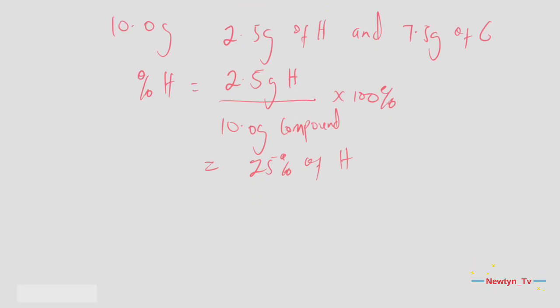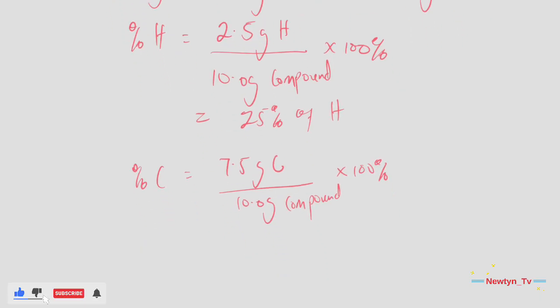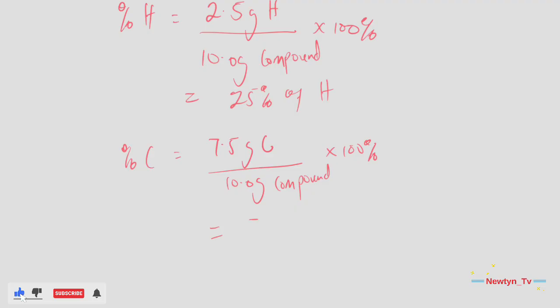Now, what about carbon? So carbon, we have the mass to be 7.5. So percentage for carbon will be equal to the mass of carbon, which is 7.5 grams, divided by the total mass for the compound, which is 10.0 grams, then multiply by 100%. Now, when we calculate this, we should get 75% for carbon.